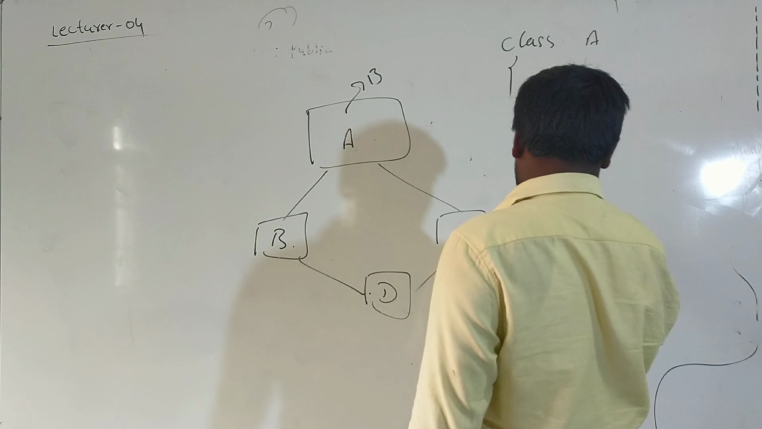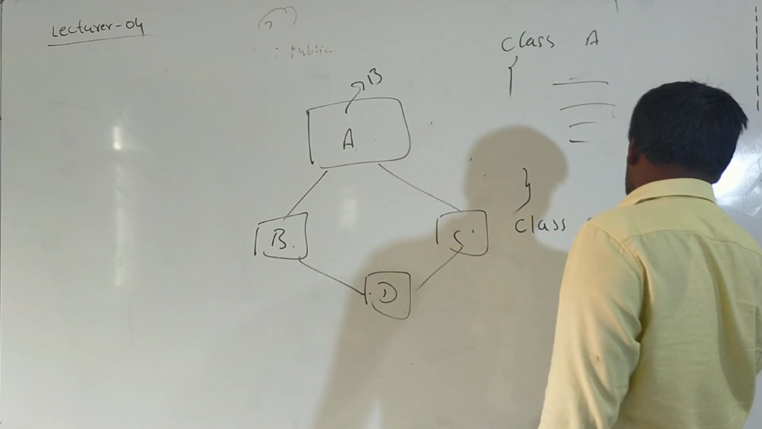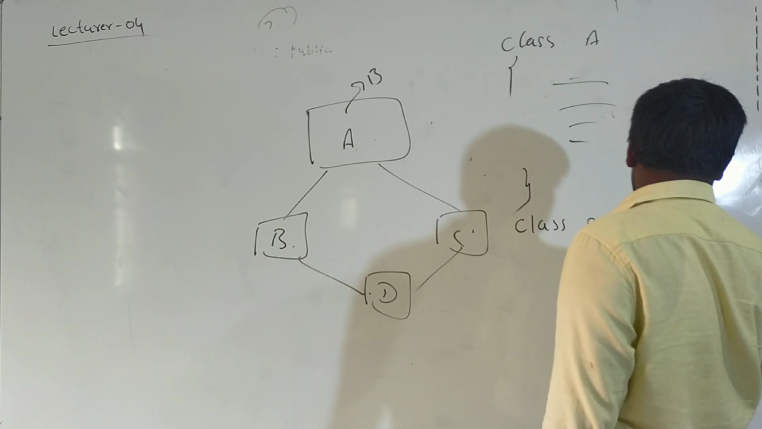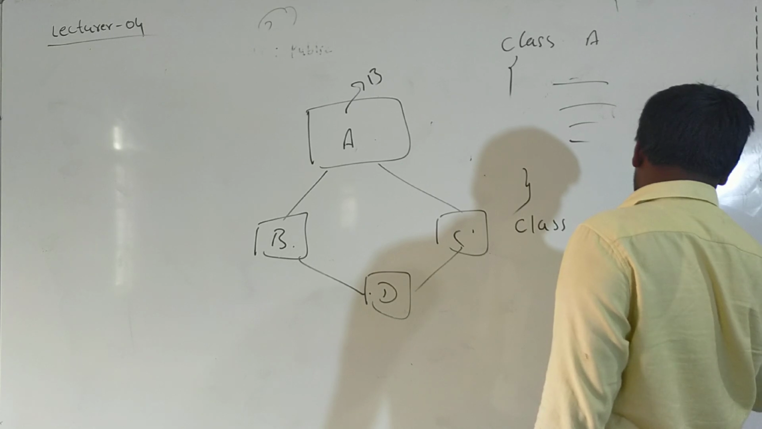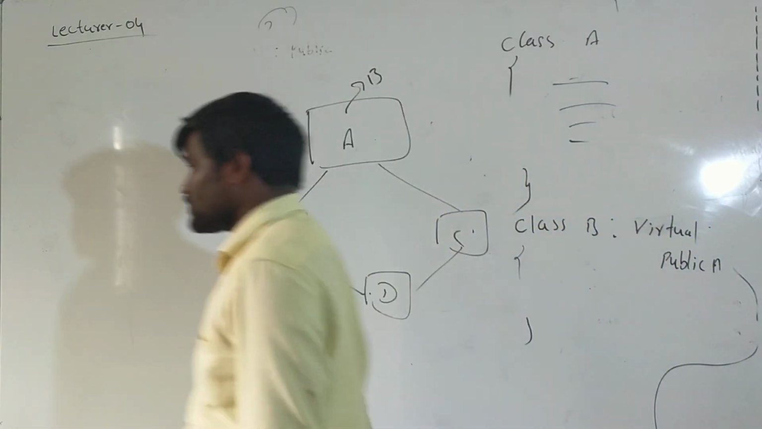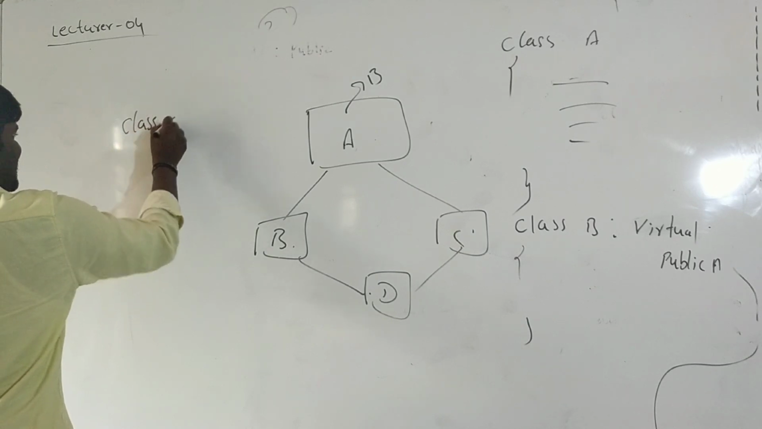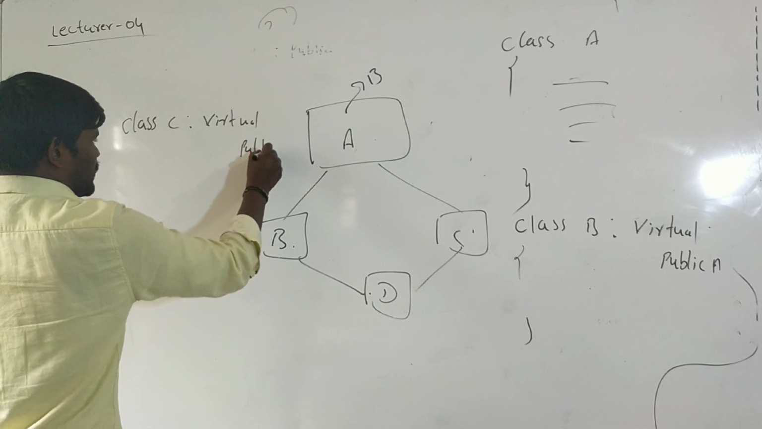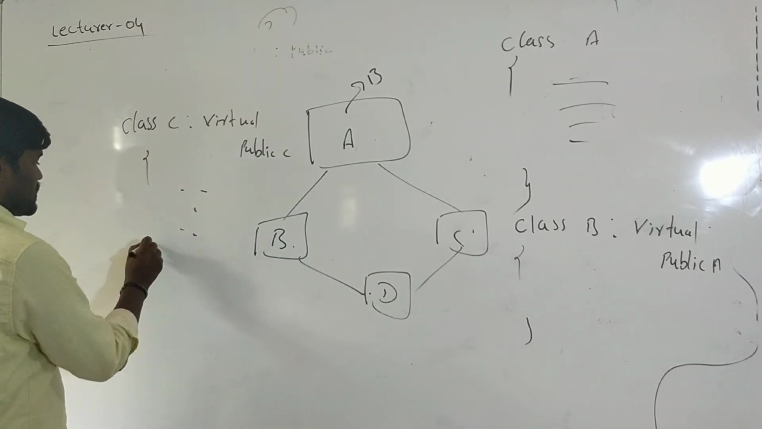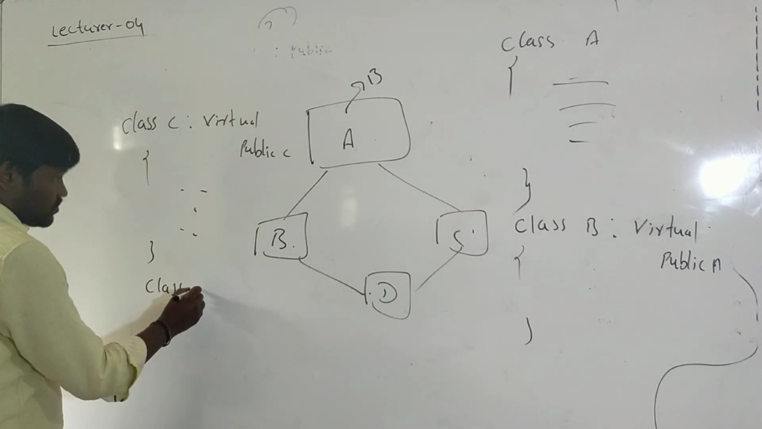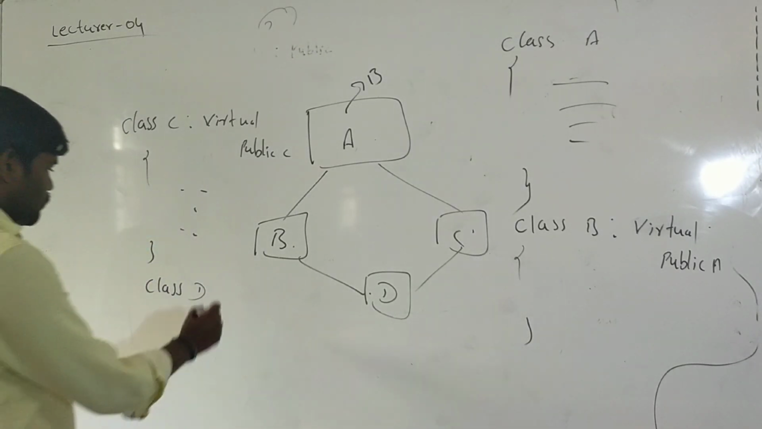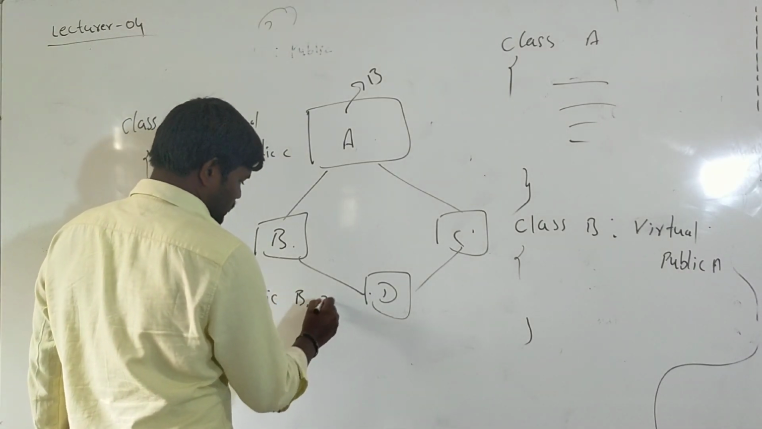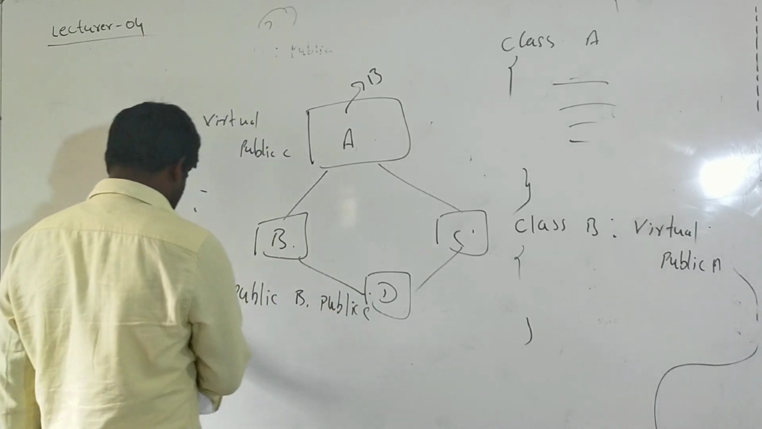Next, class B : virtual public A. In the same way, class C : virtual public A. Next, class D : public B, public C.